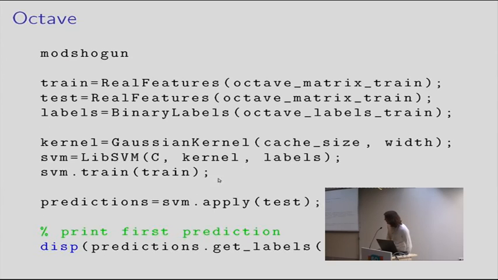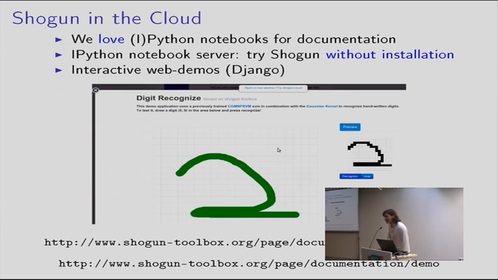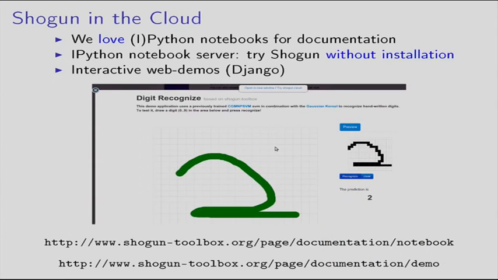So I've also got Java, which is a bit more messy. Okay, then finally, another thing that we love Python for is IPython notebooks. I said we use this for our documentation quite a bit. And another thing we've set up is a web service where you can try Shogun without installing it. We're running an IPython notebook server in the cloud. You can connect it with your GitHub account, and then you can run our example notebooks. I have to admit, it's currently broken. We broke it this week, which is bad, but we'll fix it soon. And we also have a bunch of interactive web demos, like OCR recognition, written in Django. It's also quite nice, under this link here.